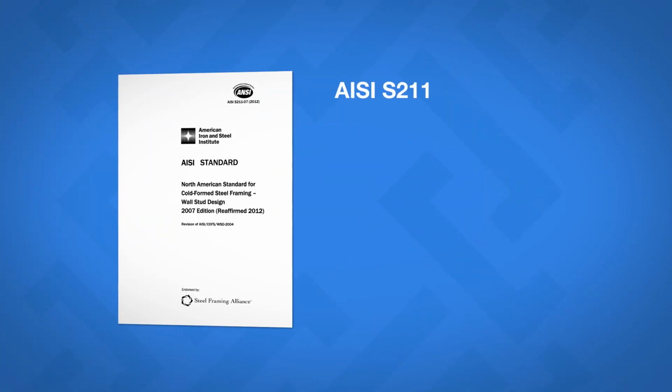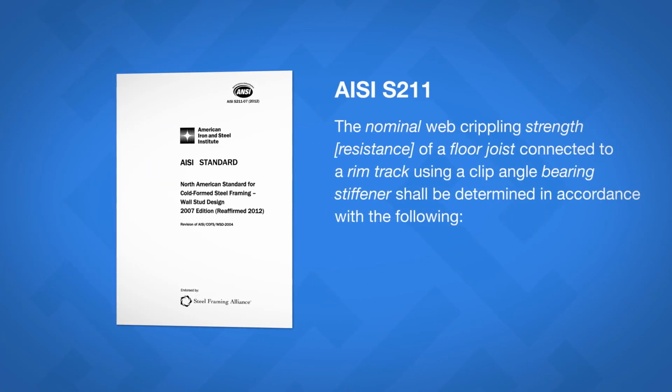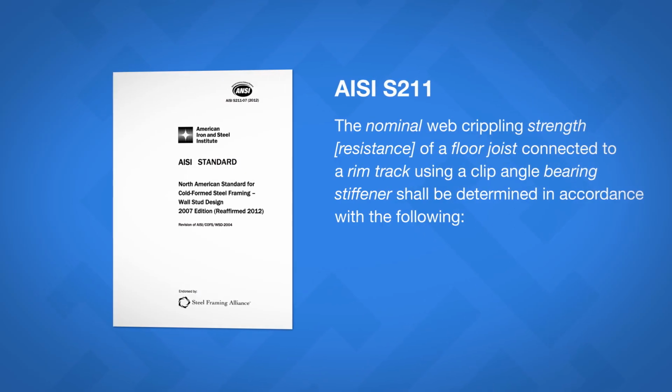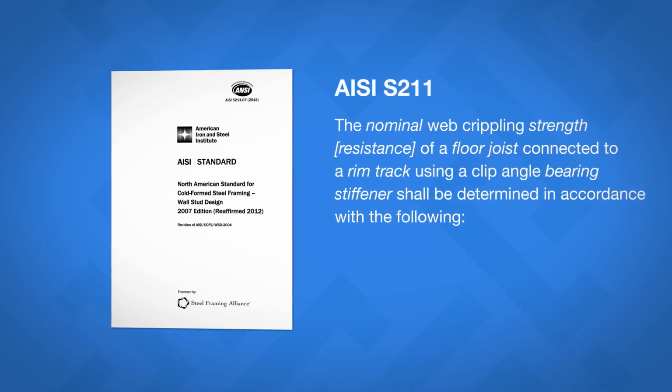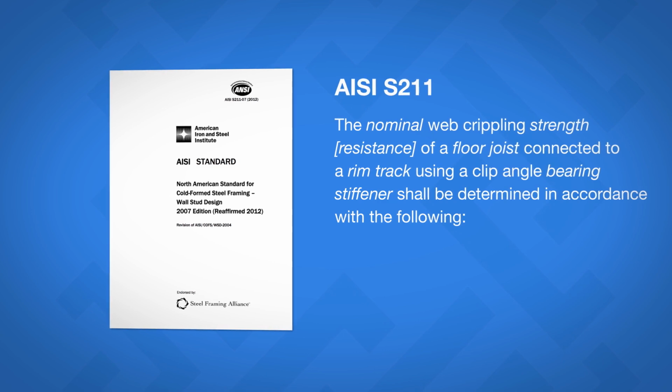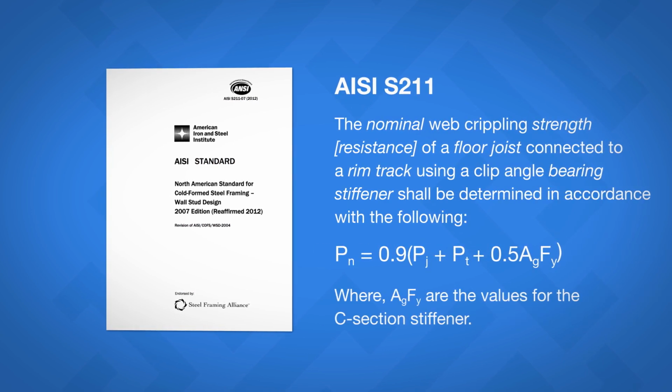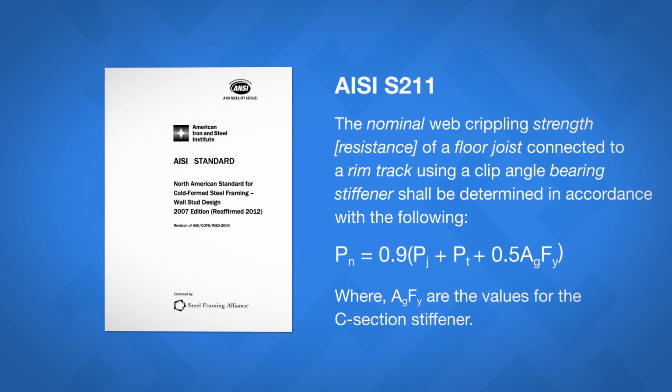AISI S211 states that the nominal web crippling strength or resistance of a floor joist connected to a rim track using a clip angle bearing stiffener shall be determined in accordance with the following equation, which is shown on the screen. The A_g and Fy are the values for the C-section stiffener.